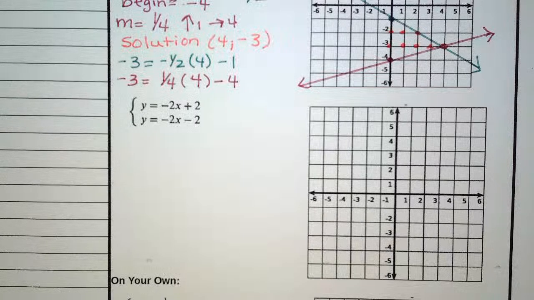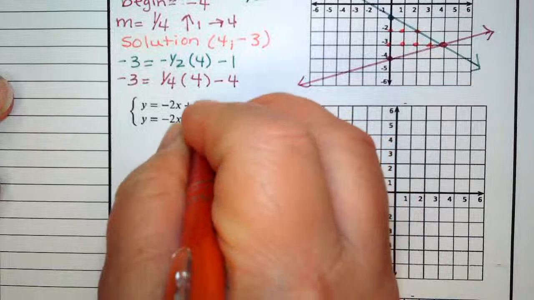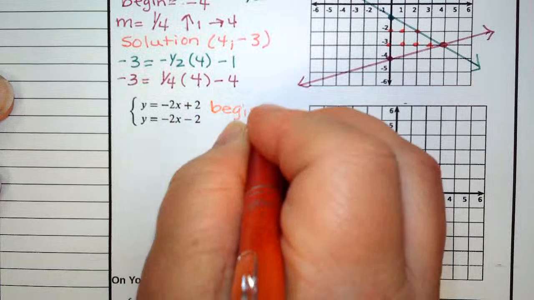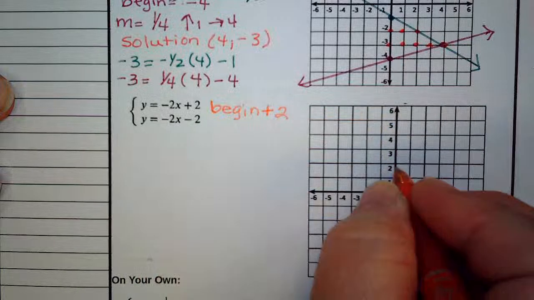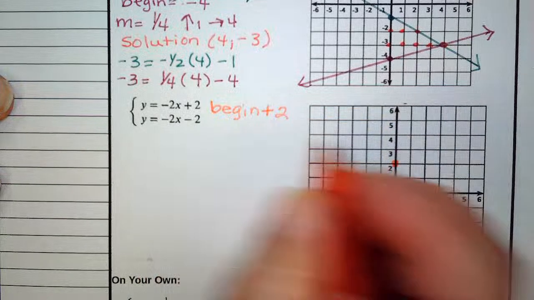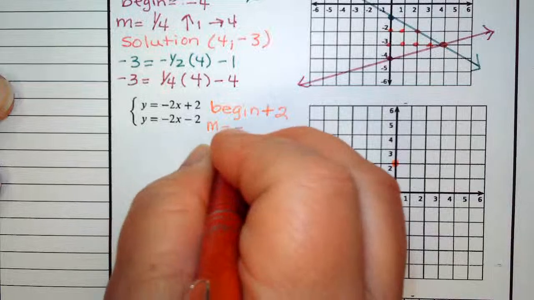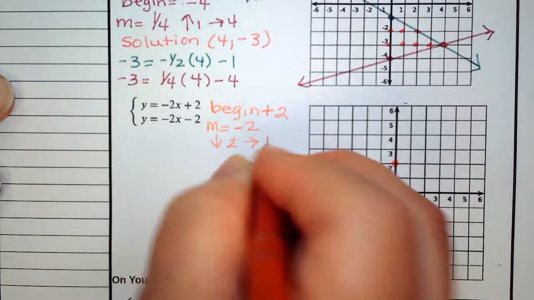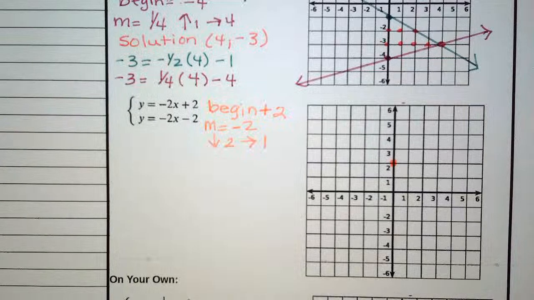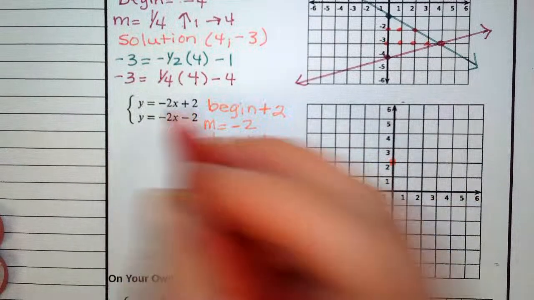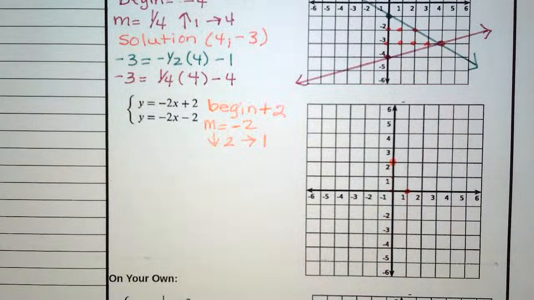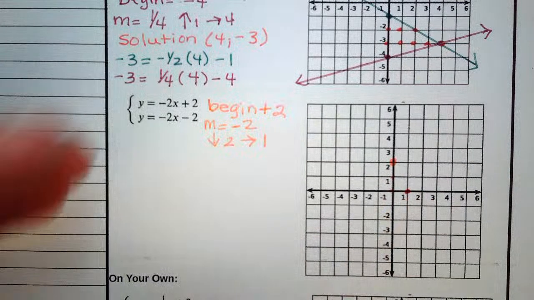For the first one, where do I begin? I begin at positive 2. Here's my positive 2 on that y-axis. How do I move? -2, which is down 2 and then right 1. So I start at 2. I go down 1, 2, and right 1. There's my second point. I can now draw my line.